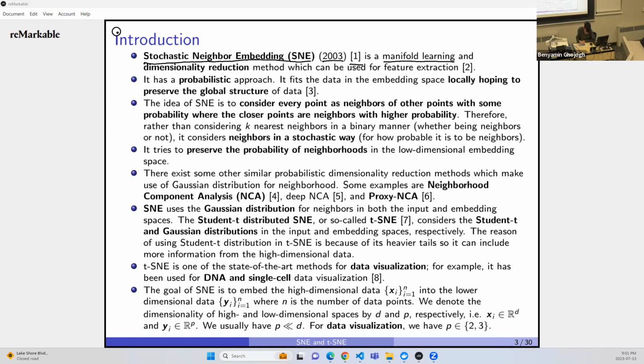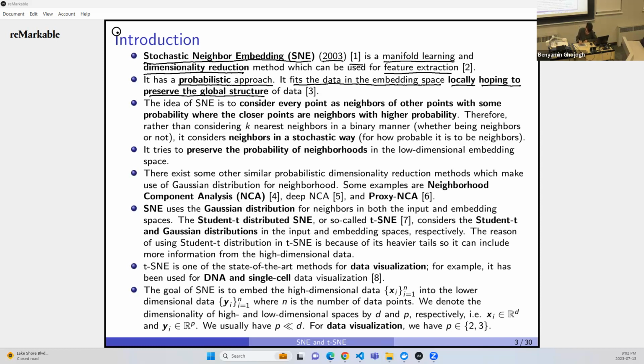It's a manifold learning and dimensionality reduction method which can be used for feature extraction. Hinton did a lot of things, and Sam Roweis also proposed a lot of algorithms. It has a probabilistic approach. It fits the data in the embedding space locally, similar to LLE, hoping to preserve the global structure. This was the idea of manifold learning in the head of Sam Roweis.